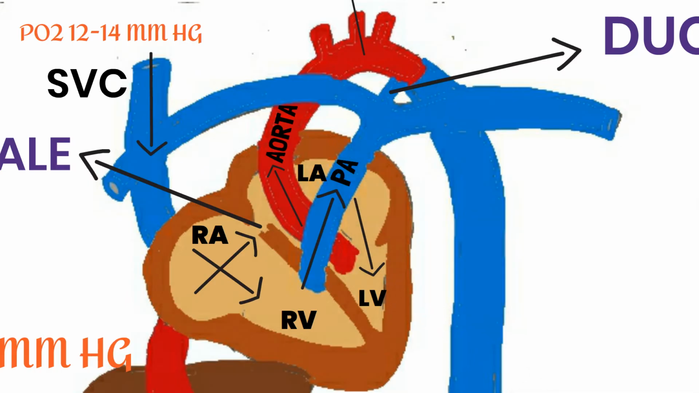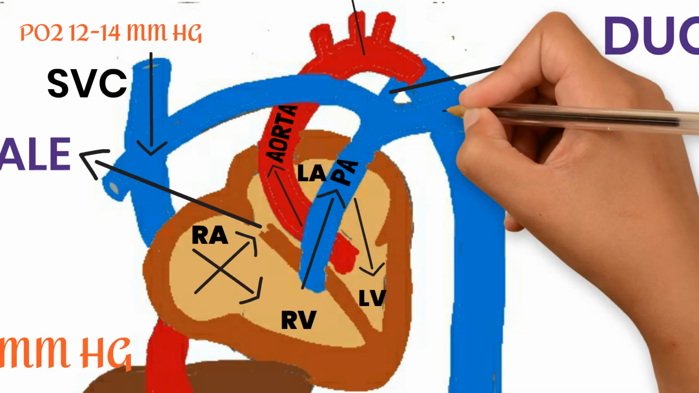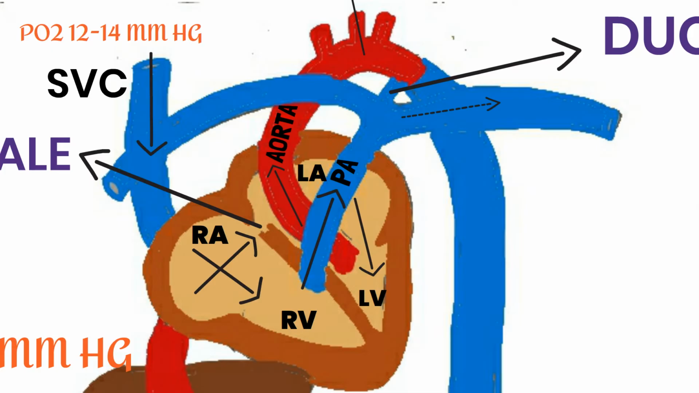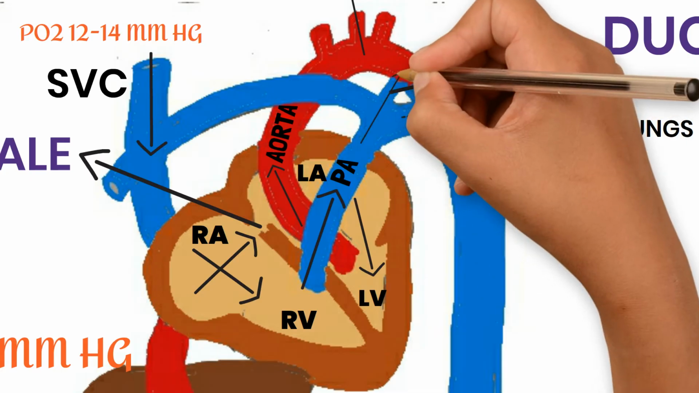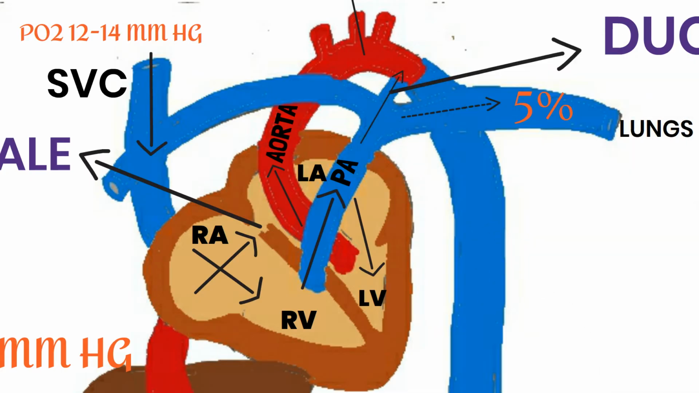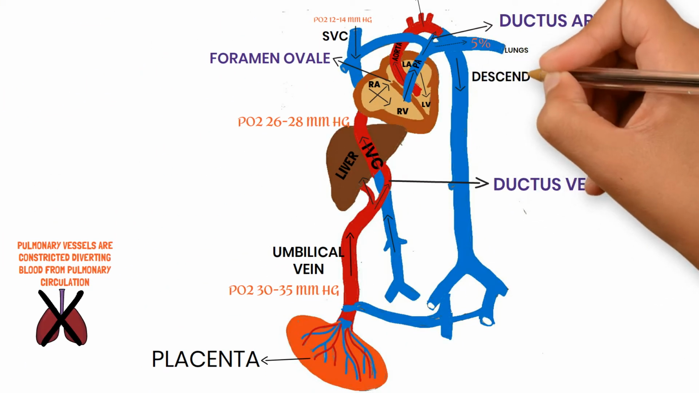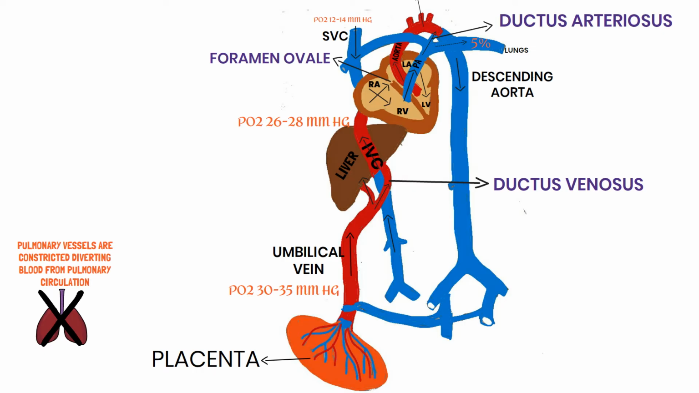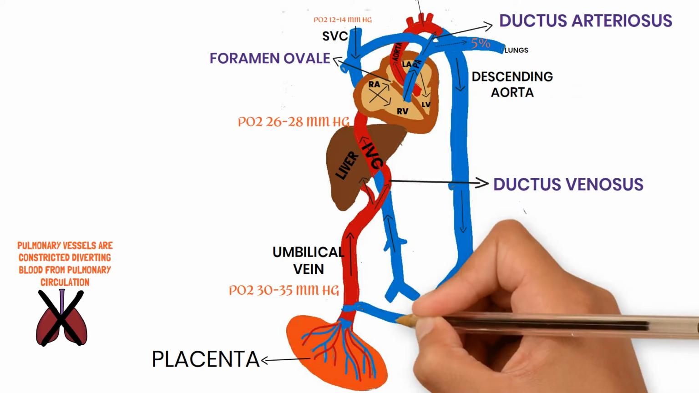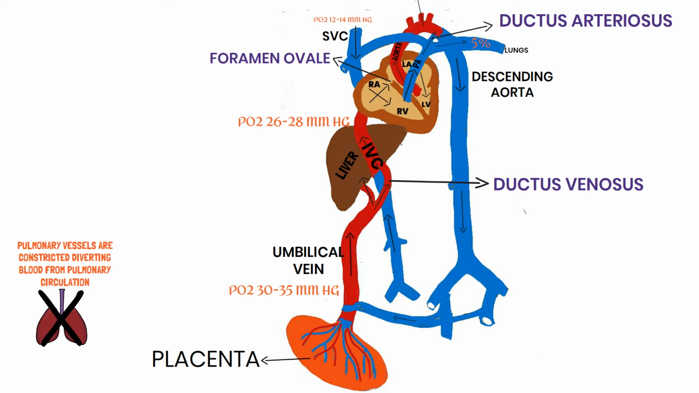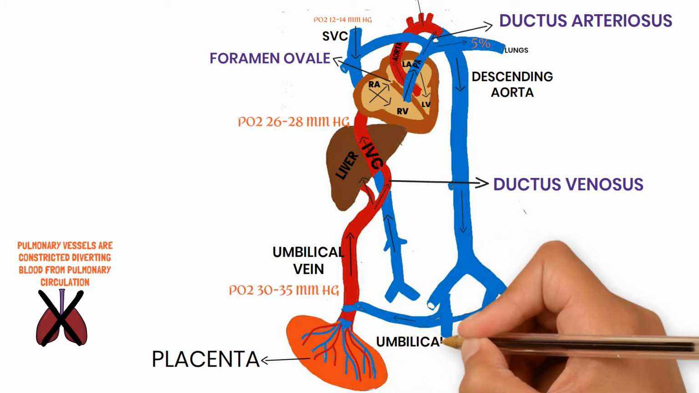As we have already seen, pulmonary vessels are constricted, offering resistance to blood flow. So only 5% of this blood flows into lungs, whereas the major portion flows through ductus arteriosus into descending aorta. This blood perfuses lower fetal body, and then eventually this blood is carried by the umbilical arteries back to the placenta.